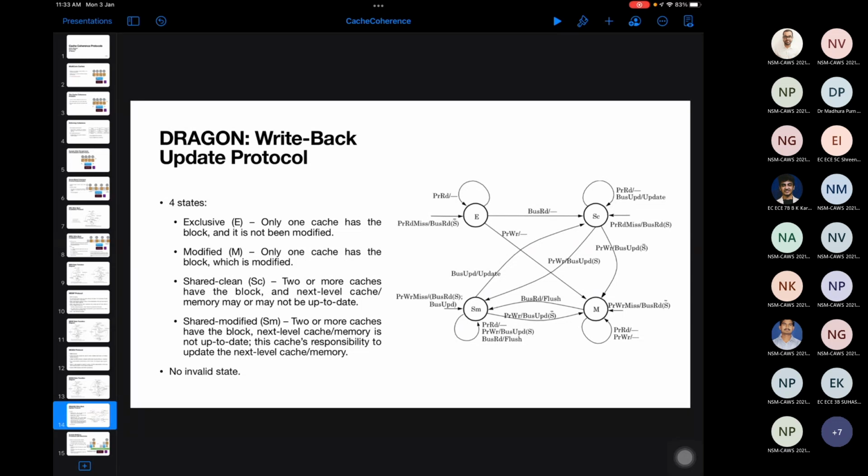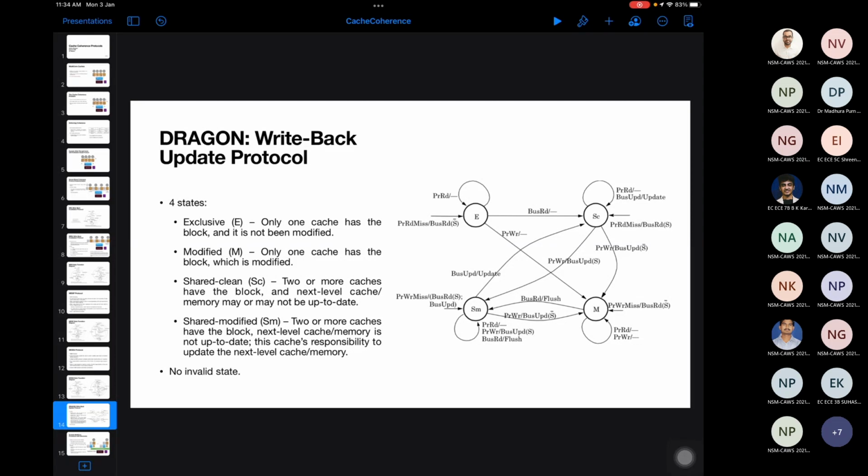Shared clean means 2 or more caches have the block, and the next level cache or the memory may or may not be up to date. That is shared clean. And shared modify means 2 or more caches have the data, but the next level cache is not up to date, because this is similar to modify. In the modify state, we can definitely say that the next level is not up to date. In a similar way we consider shared modify, where the next level is not up to date with the current copy, but my copy may be there in the other private caches also.